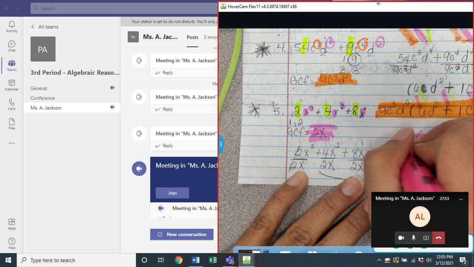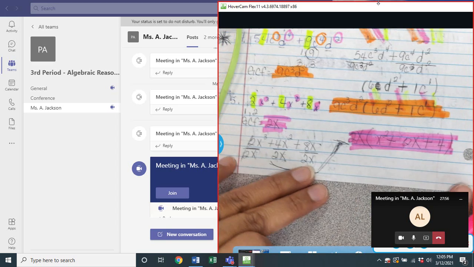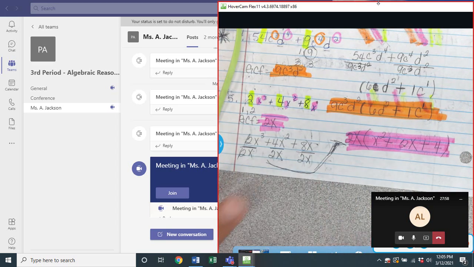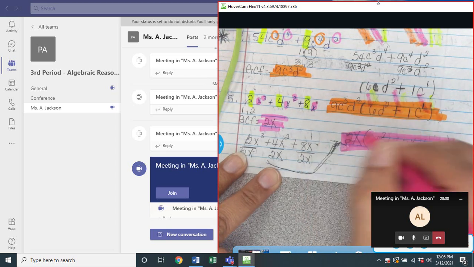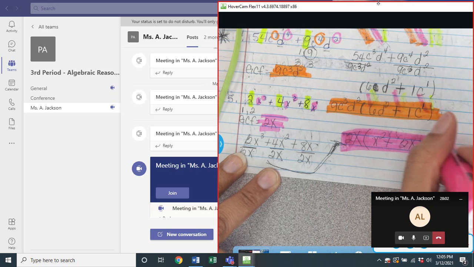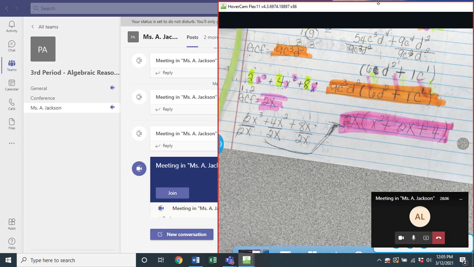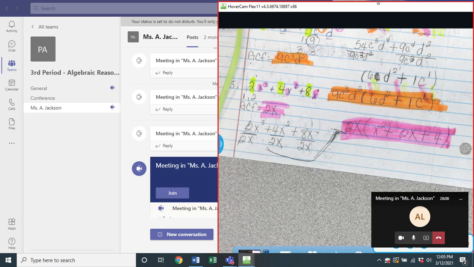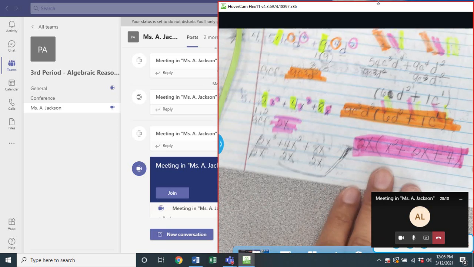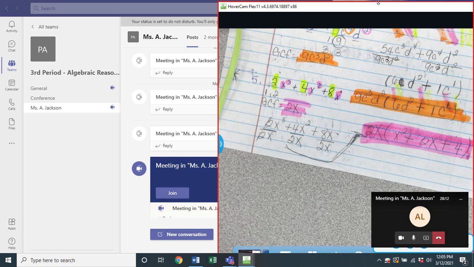Can you see it? Should I highlight it so you can see it? Okay, good. Any other questions or any problems you want me to go back and explain a little bit more slowly? Are you good to go? You good?